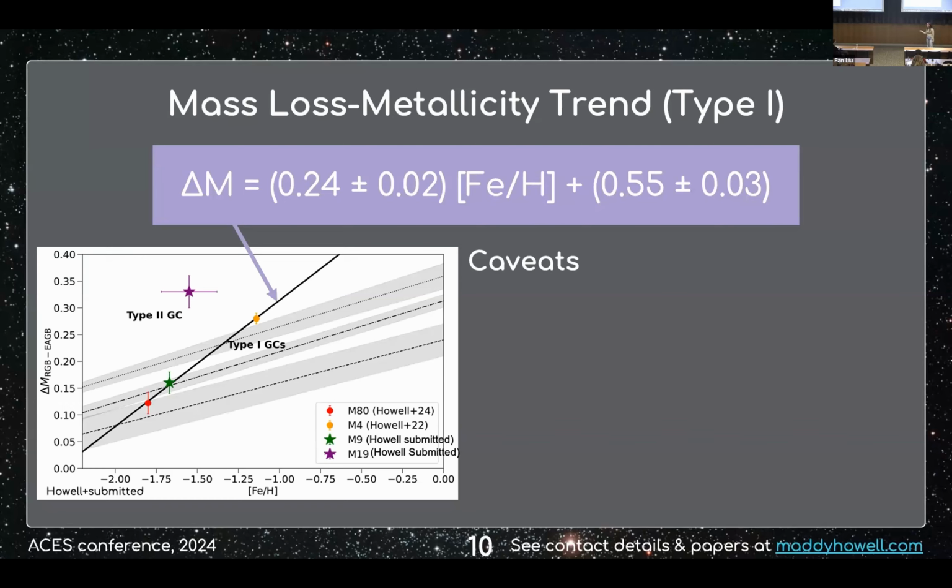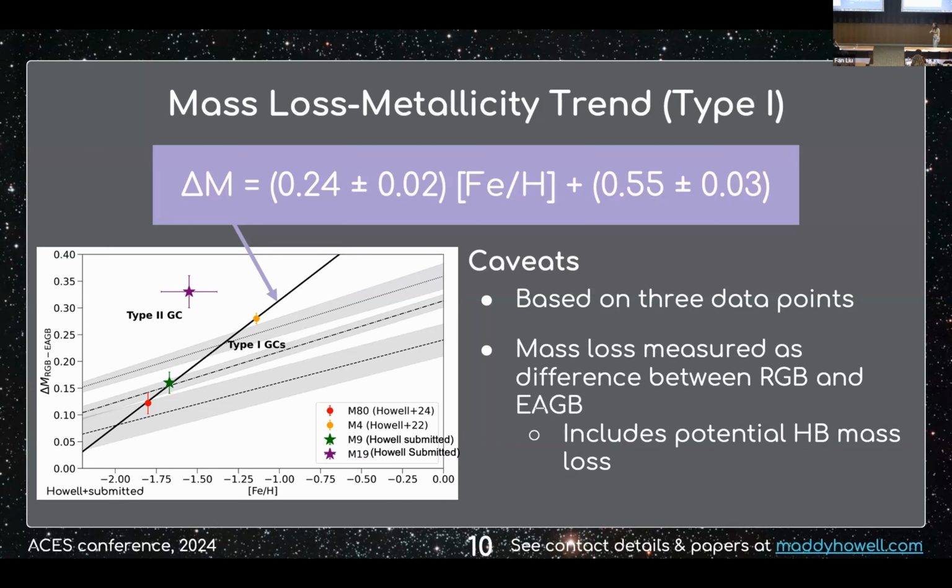And there are a couple of other caveats to this mass loss metallicity trend. Again, the first one's quite obvious. It's only based on 3 data points. We would like to populate this plot further by having mass loss measurements in other globular clusters that sample that entire mass loss range, that entire metallicity range. However, that requires more data. But hopefully the upcoming Roman space telescope will provide us with more globular cluster data that we can continue this investigation on.